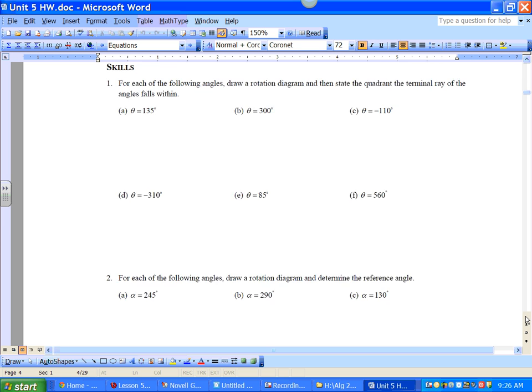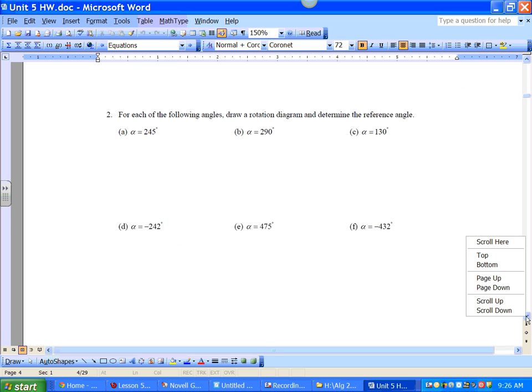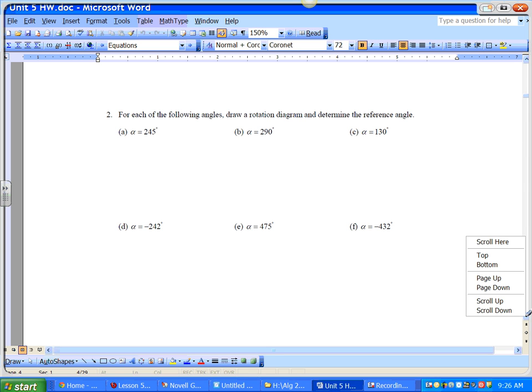Number 2 wants you to draw the rotation diagram for each and then determine the reference angle. We haven't learned how to determine the reference angle. But what you're going to do is draw the rotation diagram, and then put in where the reference angle would be. And then we'll find out how to find it algebraically later on. So what I mean by that is 245, you guys know, is going to be where? Yeah, about here, right? So here's your rotation.